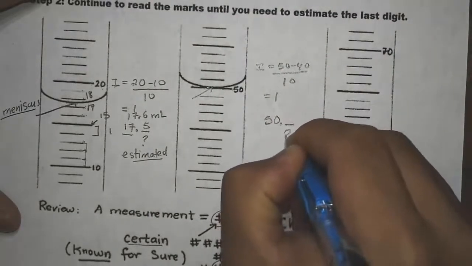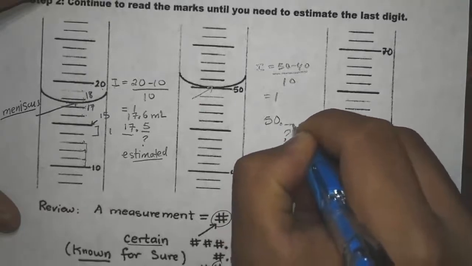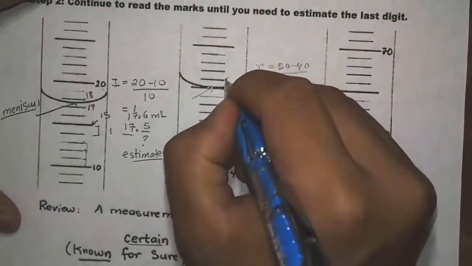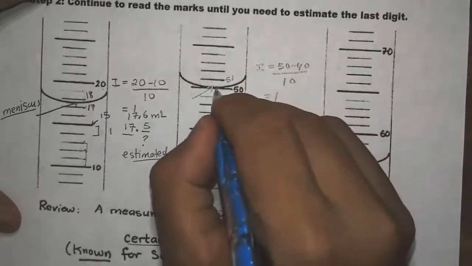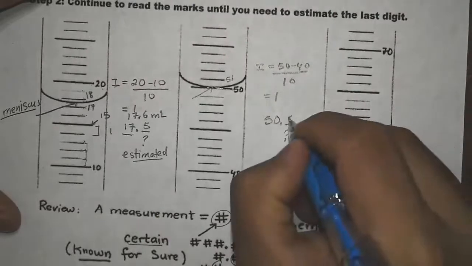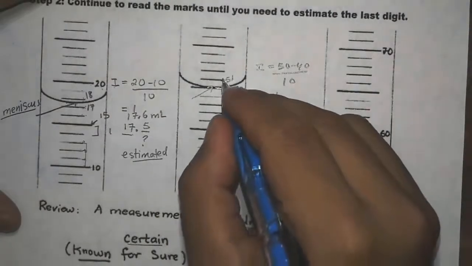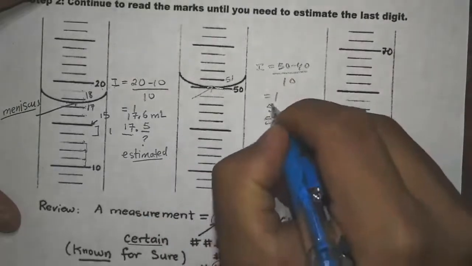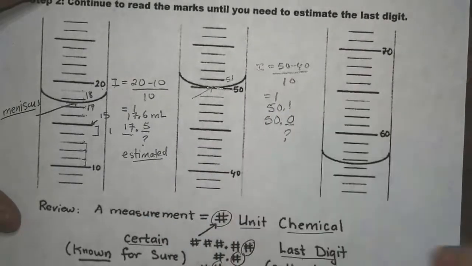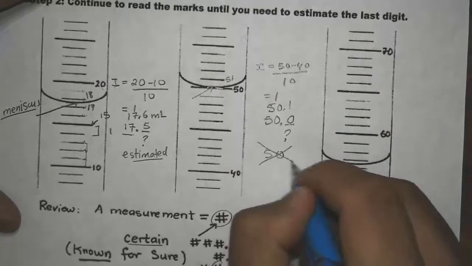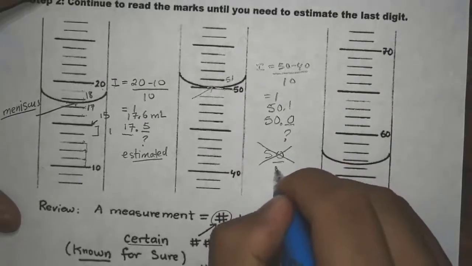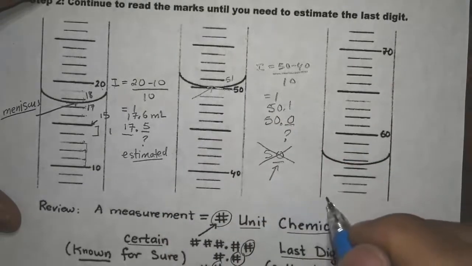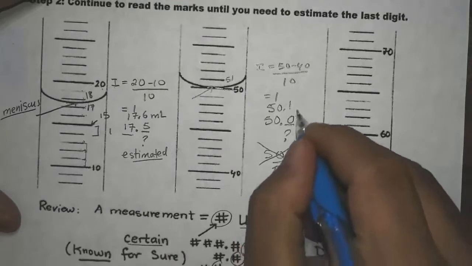But the question mark is this. What is the value of this right here? In this case, it is about 50, and this next mark must be 51. We know it has got to be 0, because it is between 50 and 51. Or if we say this is a little bit higher, we can say that this is 50.1. But the answer cannot be just 50, because this 0, we can prove for sure is right there. So we cannot end our measurement there. We have to end at the estimated digit.